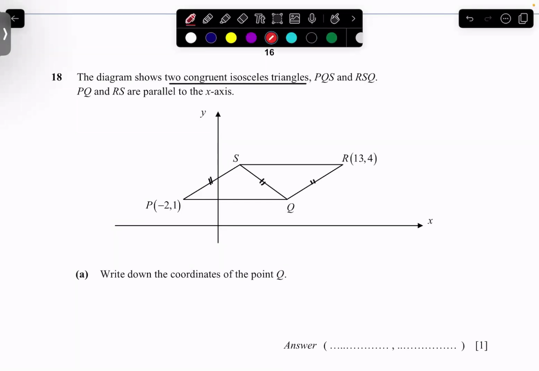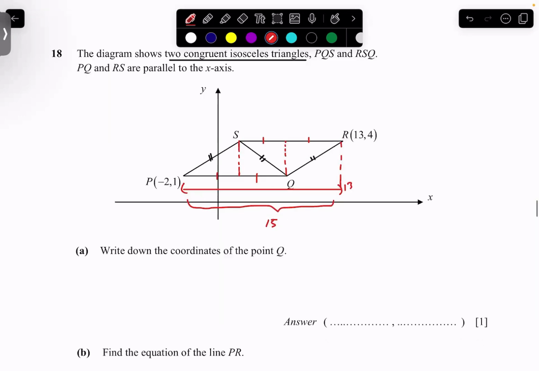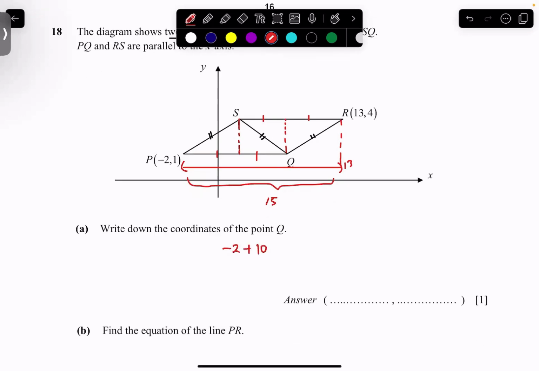Now if I take this and cut in the line down here, this part and this part are equal. If I take this line, cut down here, this part and this part are equal. So the distance of P to R is made up of 3 units worth. We are talking about the x-axis, negative 2 to 13, so this whole thing is 15 units. Each unit is 2 units wide, so the x coordinate is negative 2 plus 10 equals 8. So Q is (8, 1).